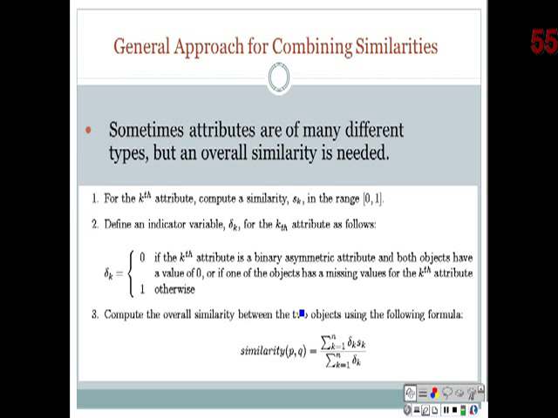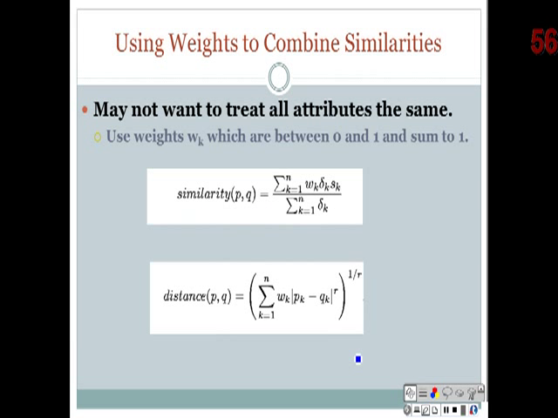The general approach of combining similarity: if you have a case attribute, you compute the similarity and put it into a range because you did some kind of normalization. You have an interval between 0 and 1. Then for the delta, you say it's 0 if there is a missing value, otherwise it's equal to 1. And you compute the similarity between two objects as the sum of the multiplication between those two values over the sum of this specific value. We're going to see it in more detail in future.